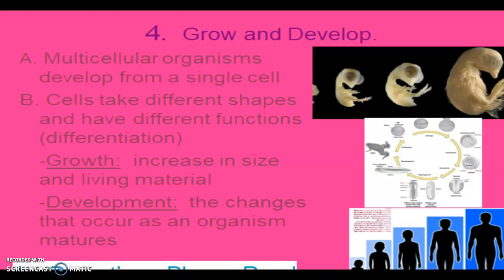Number 4, all organisms are able to grow and develop. So we once started out as a single-celled organism called a zygote. So we saw that already. Egg plus sperm makes that first cell, which is called a zygote. And Z-Y-G refers to a union. So it's just that union of egg and sperm. And then that was us.